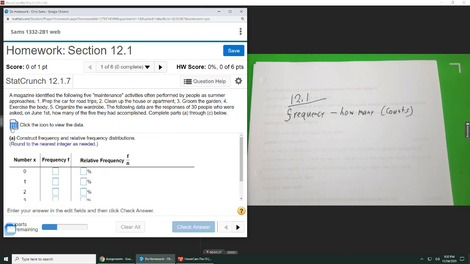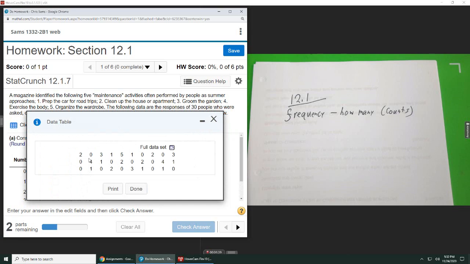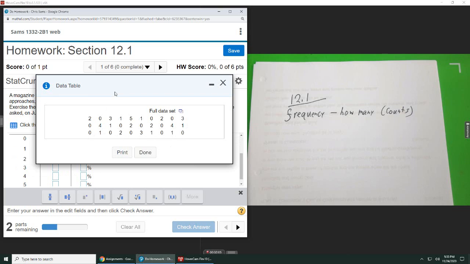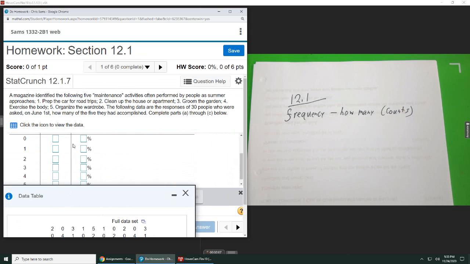So this little table is the data set. There should be 30 numbers, 3 rows of 10. And what we're going to do is count how many zeros. So how many people have performed none of these. So if I go through the first row, there's 1, 2, 3, 4, 5, 6, 7, 8, 9, 10, 11, 12. So there's 12 who have completed 0.